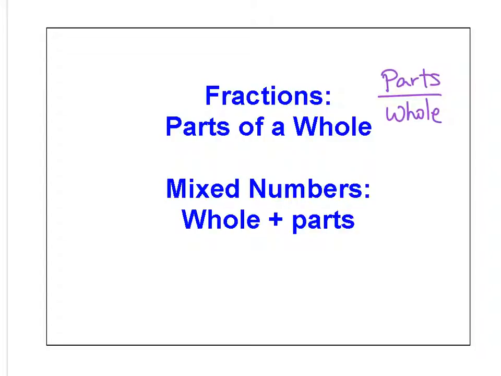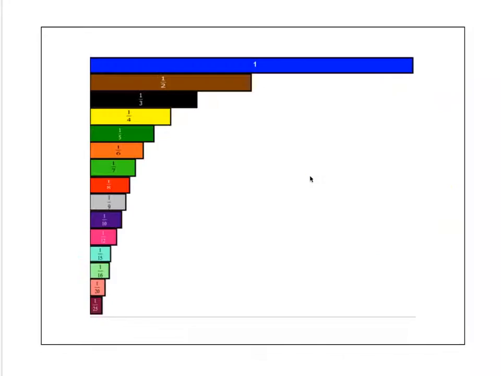A mixed number is just a whole number plus parts of a whole. So I may have 3 wholes, and then I have 2 parts out of the whole. And when I divide the whole by 3 parts, so 3 2/3 is a mixed number. Let's see how we get into the details.